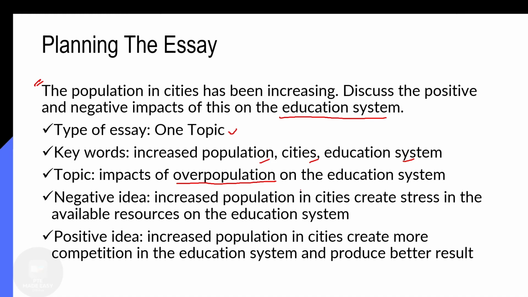Negative idea: increased population in cities create stress in the available resources on the education system. As you can see, I tried not to change the keywords, and I'm just saying that because too many people will be there, it will create stress on the available resources. Positive idea: increased population in cities create more competition in the education system and produce better result. The good thing is, of course, if you have more people, there will be more competition, and of course, more competition produces better graduates or results. Now that I have got everything right, let's put them into the template.